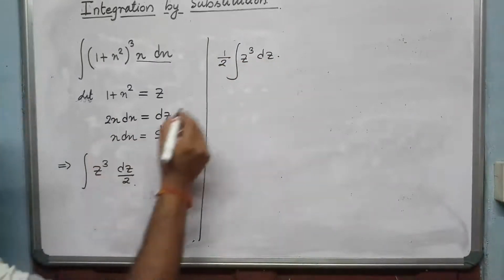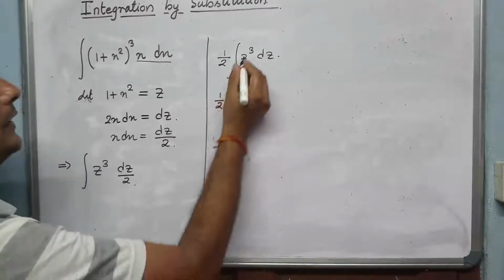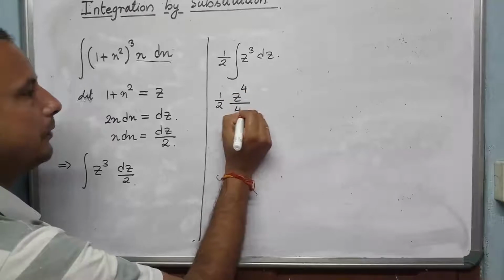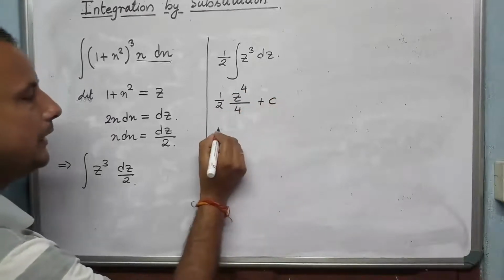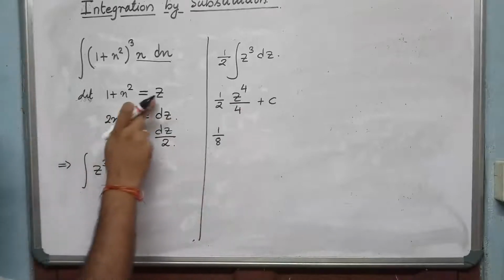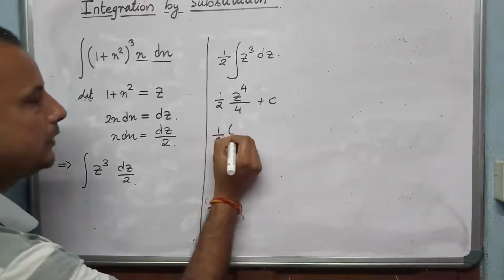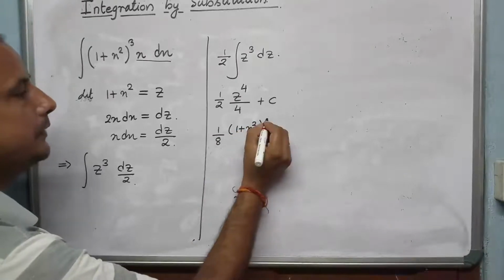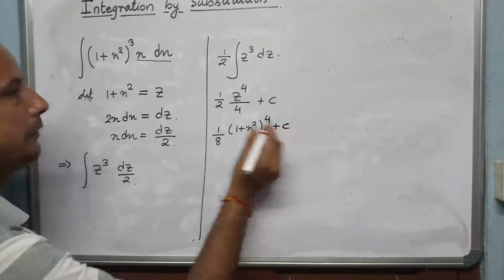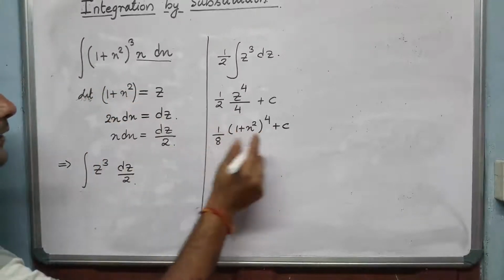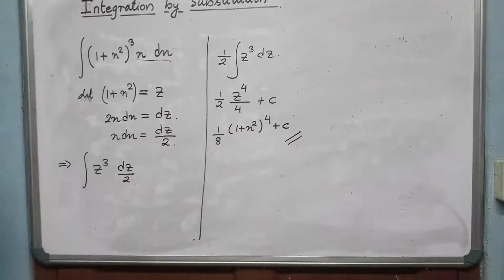Then the integration of z cube will be z to the power 3 plus 1, it is z to the power 4 by 4, plus c. Then the answer should be in terms of the given variable. Plus c. You have to substitute the value of z from here. This is a complete integration.